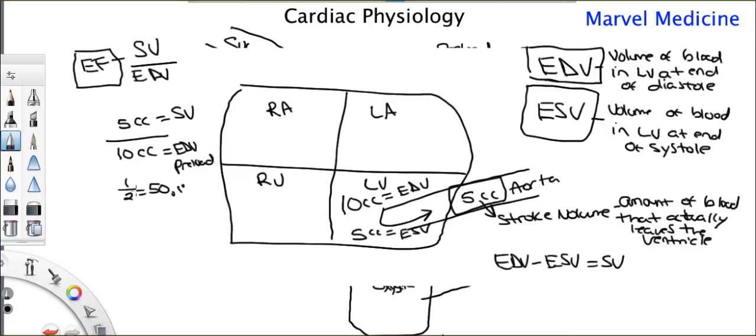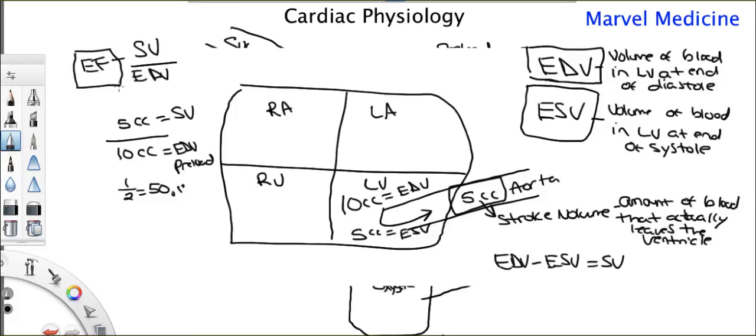Now, in normal healthy patients, normal ejection fraction is about that much. It could be 50%, 55%, 45%, somewhere around there, okay? But all that's saying is that it's sending out half of whatever it had in the beginning. If it had 10 cc's in the beginning, it sent out half. If it had 20 cc's, it sent out 10. Make sense? Okay, so it's really important to know this.